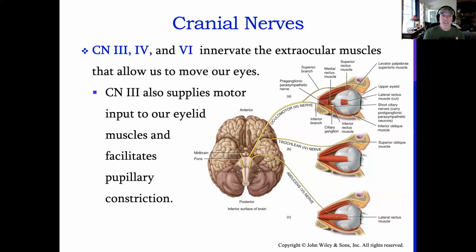Now, what we usually say is that cranial nerves 3, 4, and 6 make the eyes do tricks. So that's a way that you can remember that those are the 3 nerves that help the eye to move in all different directions. Cranial nerve 3 is also going to supply motor to our eyelid muscles, and it's going to be the nerve responsible for pupillary constriction and dilation. It's going to cause contraction in muscles, which are going to change the shape of the iris, which in turn is going to change the shape of the pupil.